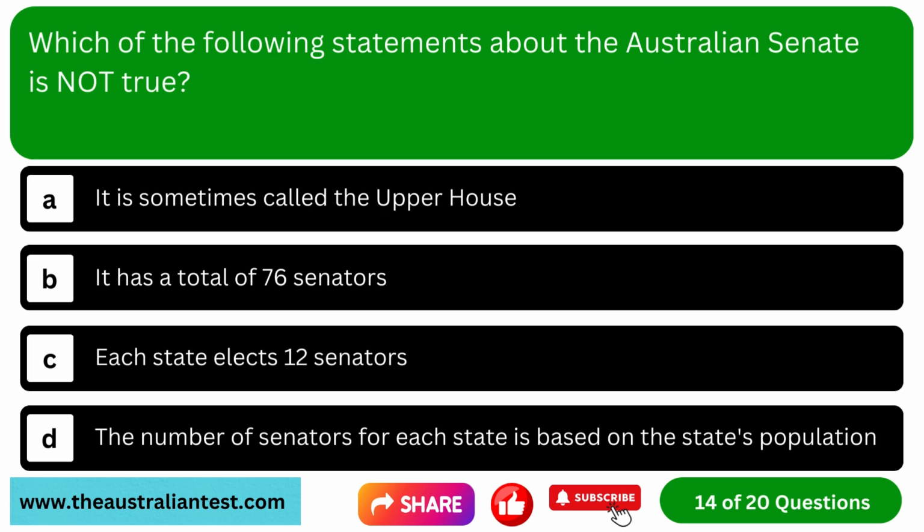Question 14. Which of the following statements about the Australian Senate is not true? Option A, it is sometimes called the upper house. Option B, it has a total of 76 senators. Option C, each state elects 12 senators. Option D, the number of senators for each state is based on the state's population.